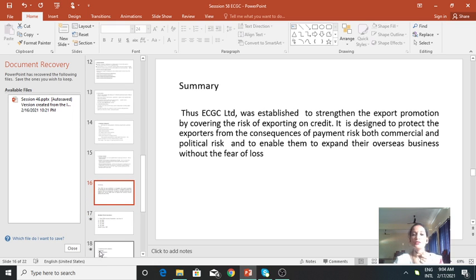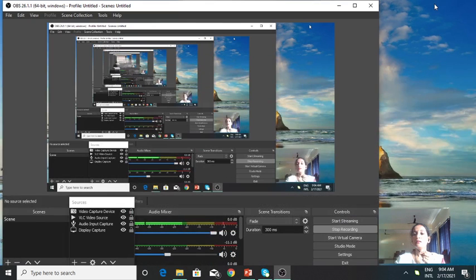So in conclusion, we can say that ECGC Limited was established to strengthen the export promotion by covering the risk of exporting on credit. It is designed to protect the exporter from the consequences of payment risk, both commercial and political risk, and to enable them to expand their overseas business without the fear of loss.